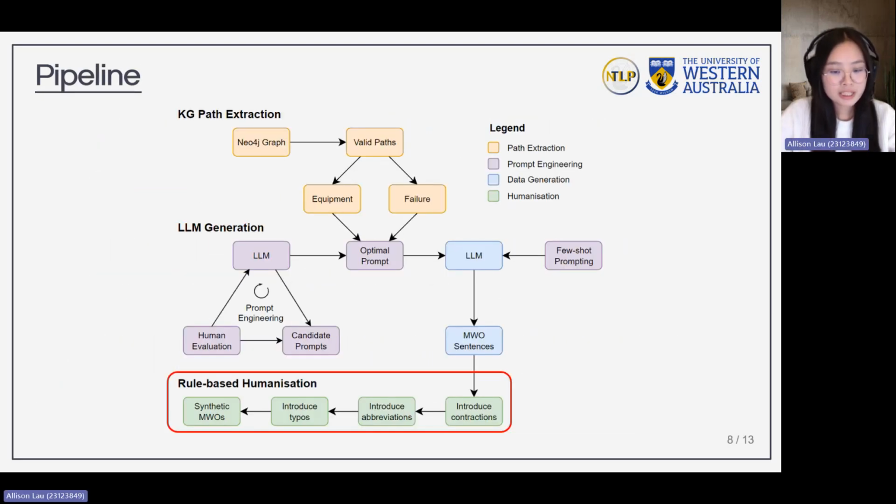In the last step of the pipeline, the sentences go through a humanization step to make them look like they were written by a human technician. We used rule-based techniques and probabilistic rules to introduce these human-like elements to them. We went with this approach because there is not much research done on making the data dirty. This is because most research usually focuses on cleaning the data, not muddying them up.